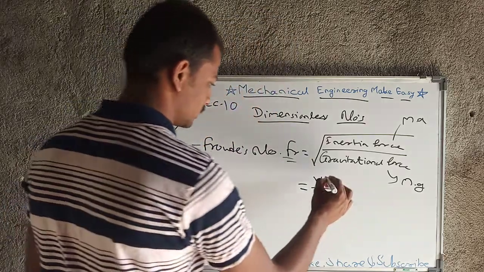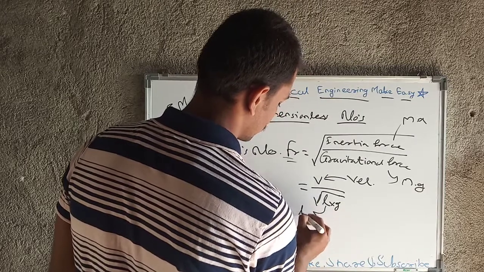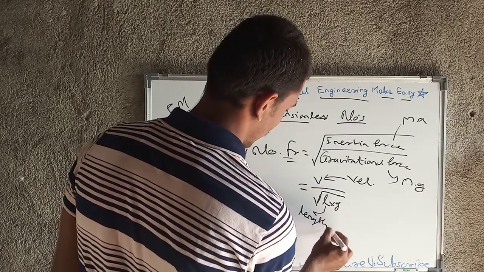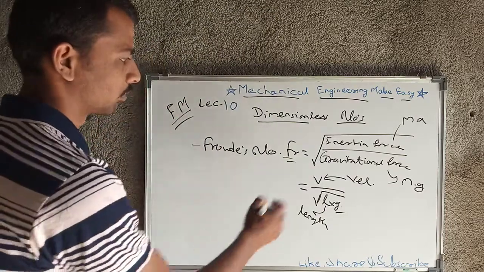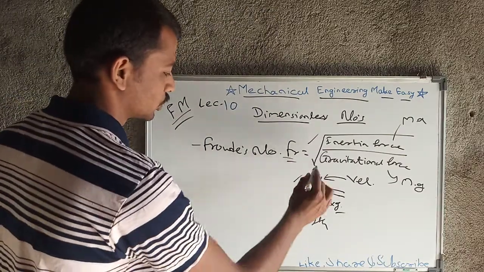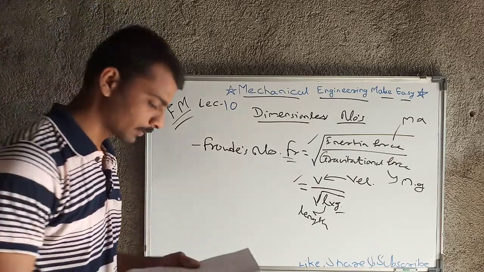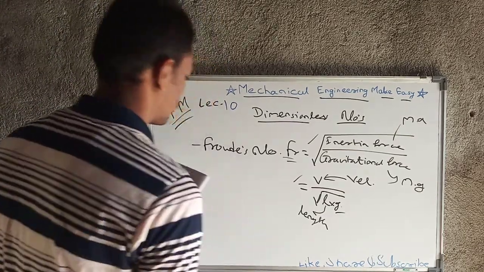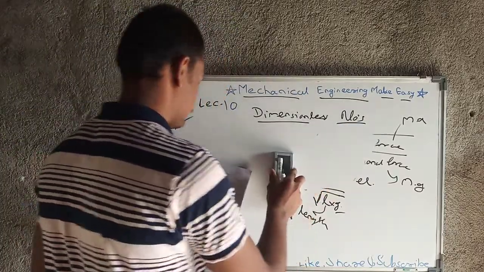Here v is the velocity, L is the length, and g is the acceleration due to gravity. This is the Froude number. You should note down this equation also and this equation also. Both equations are very important. So I will move towards the next number, that is Weber number.